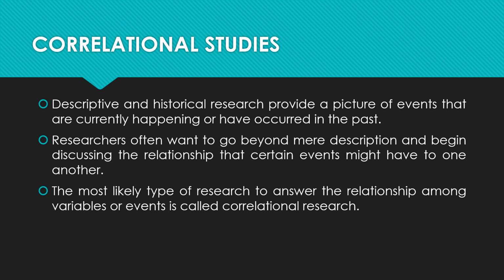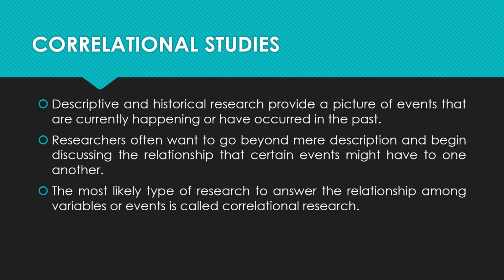Next we have correlational studies. Descriptive and historical research normally provide a picture of events that are currently happening or have occurred in the past. Sometimes researchers also want to go beyond this description and begin discussing the relationship that certain events might have to one another. That is what we call correlational. The most likely type of research to answer the relationship among variables or events is called correlational research.